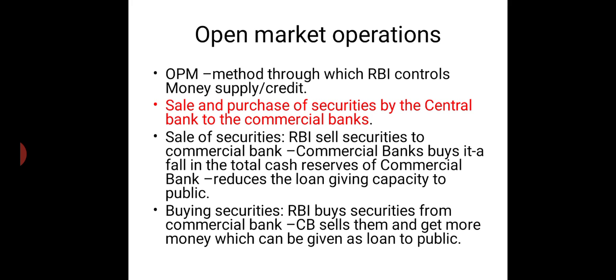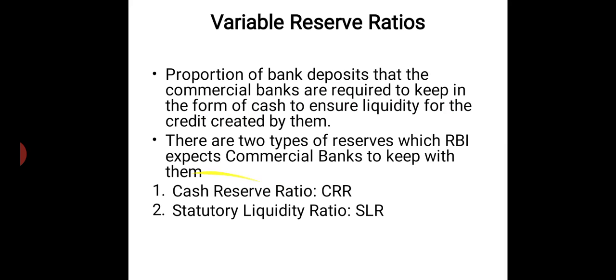So we stopped here in the previous class. We are going to deal with the third quantitative method adopted by RBI through commercial banks. How do they do that? Variable reserve ratios. Variable reserve ratio is like every commercial bank being directed by RBI to keep certain reserves or deposits with them in the form of cash with RBI or with themselves.